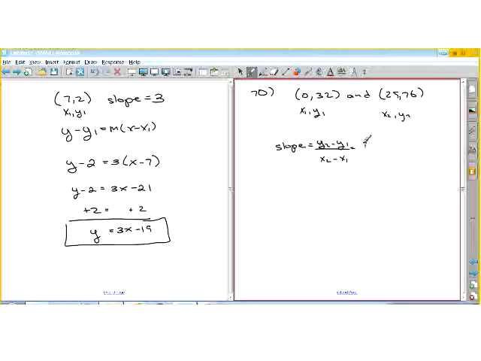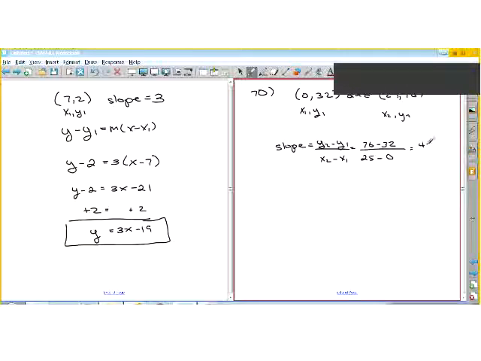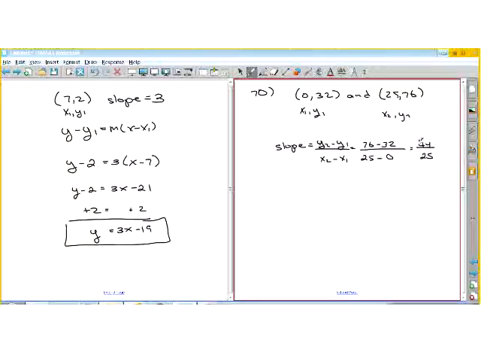Using the slope formula, y2 is 76, y1 is 32, x2 is 25, y1 is 0. So that's 44 divided by 25. Now you can't simplify that because you can't divide 44 by 5, and that's the only factor of 25. So that's my slope.